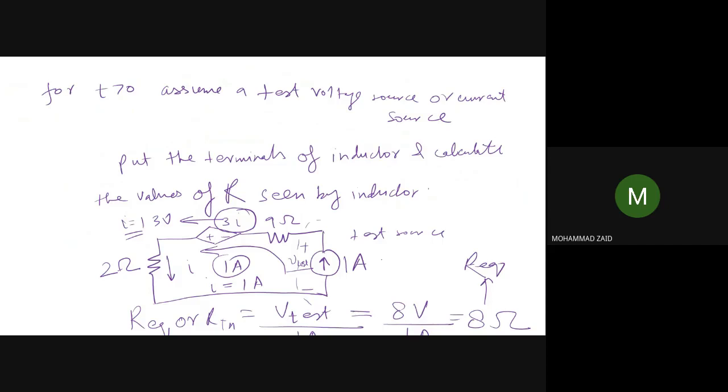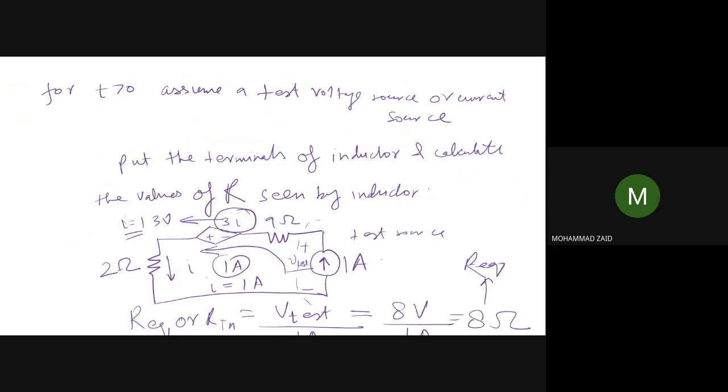First you have to remove the inductor and put a voltage or a current source. You can also put a voltage source here. It will make no difference whether you take an independent voltage source or an independent current source, because this is the resistance which is seen by this source. That will be the total resistance of the circuit. That's why we have taken the magnitude as 1 ampere. You can take any magnitude, 10 ampere, and still the resistance will come out equal to 8 ohm.